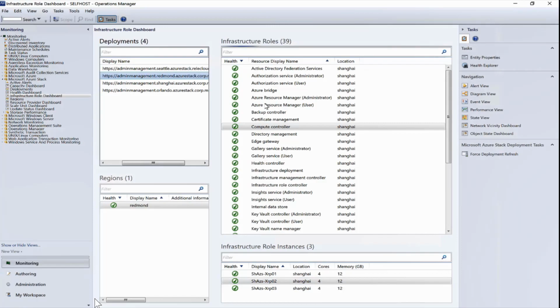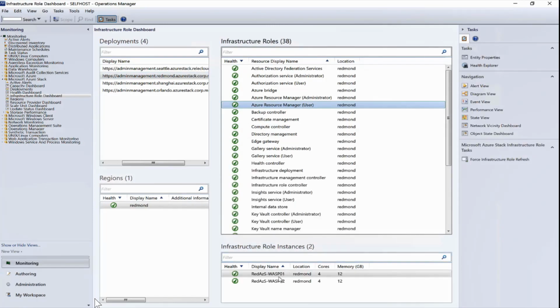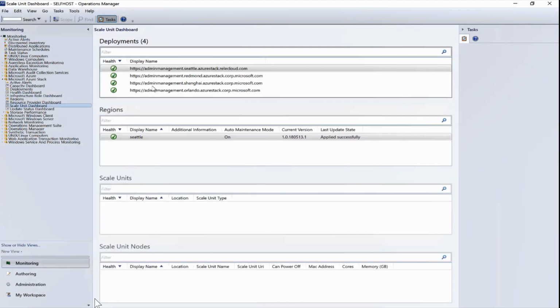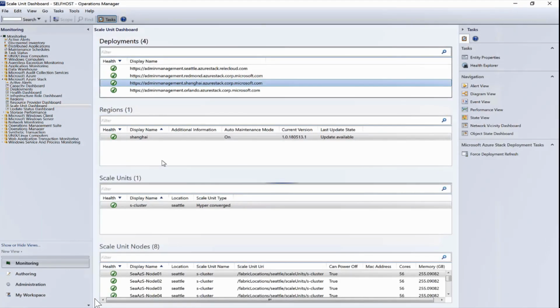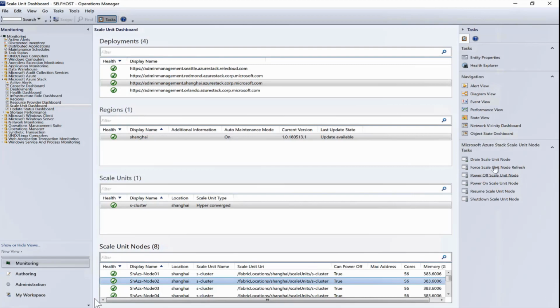And again, we can navigate through Redmond and look at Azure Resource Manager user and the roles that are used and force a role refresh. We can look at the scale unit dashboard. So here we're going to Shanghai, and there is the cluster. And there are the 8 nodes for that cluster. We can drain, we can force a refresh, we can power off, power on, resume, and shut down that scale unit. So lots of detailed information drilling down across multiple scale units and the nodes within the scale units.